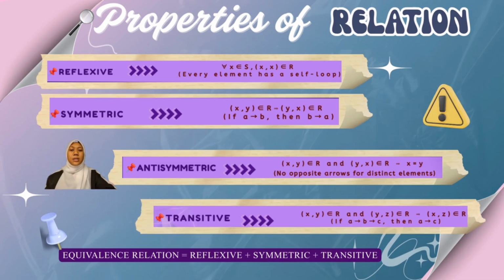Antisymmetric. This is the opposite of symmetric in a way. It says if x relates to y and y relates to x, then x and y must be the exact same element. This means for two different elements, you cannot have arrows going both ways, or x must equal y. And fourth, transitive. If x is related to y and y is related to z, then x is related to z.